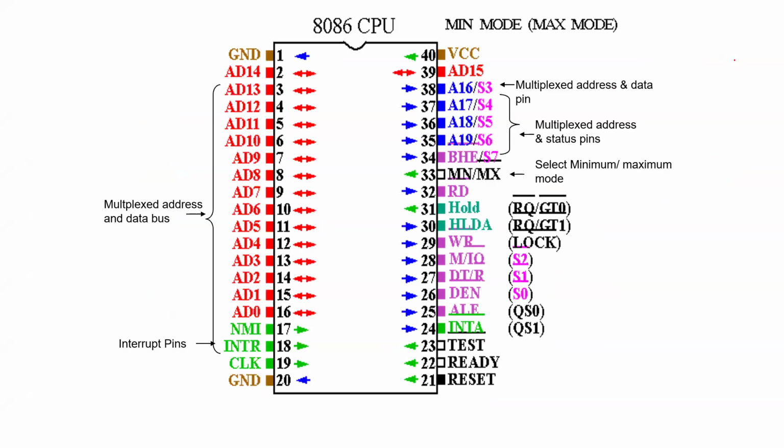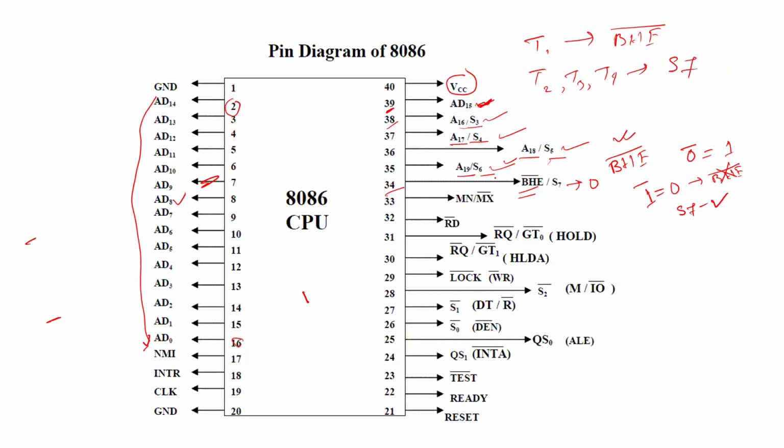In the 8086 microprocessor, there are two modes: one is called maximum mode and one is called minimum mode. So what is minimum mode? Minimum mode is this type of mode, whatever is not in brackets.